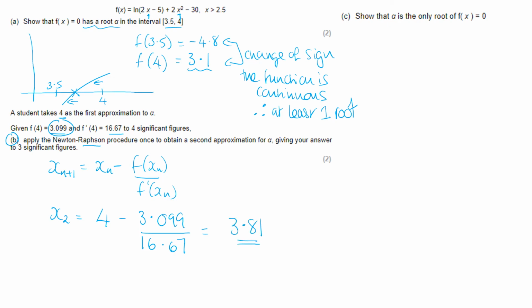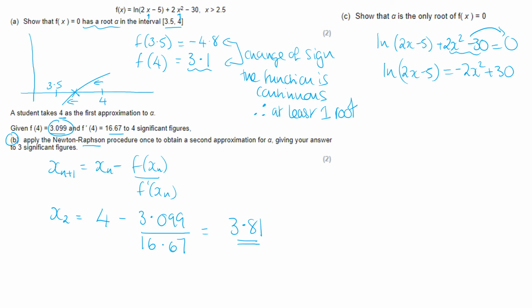If you do that on your calculator, you will get 3.81. Now in part C, it says show that alpha, and we've got a better approximation, 3.881, is the only root of the equation. Now the equation was the ln of 2x minus 5 plus 2x squared minus 30, and we are looking for where that is equal to 0. So what we can do is say that the ln of 2x minus 5 must equal, taking this term to the other side, minus 2x squared plus 30.